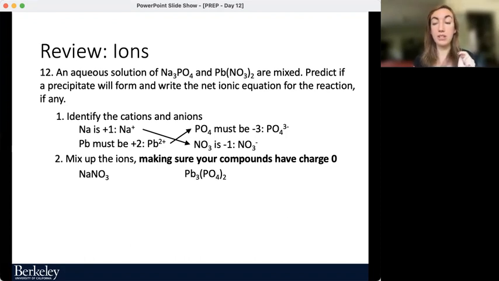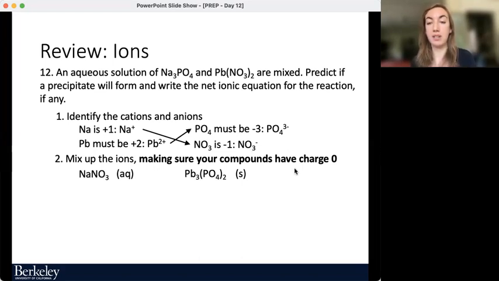Okay. So then I can use my solubility rules, which you guys did a really good job with, so I'm not going to go through the details of that. That's in the video from yesterday, day 11. But what I'll find is that NaNO3 will be soluble, so it's aqueous. It's going to stay in the form of ions, but Pb3(PO4)2 is not soluble. So it's going to precipitate out. It will be a solid.